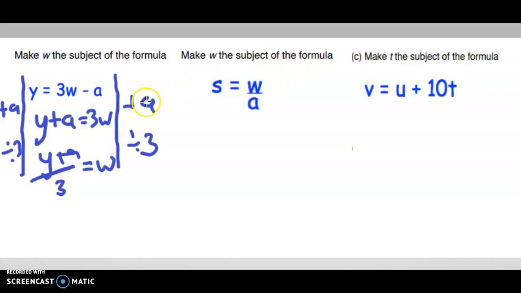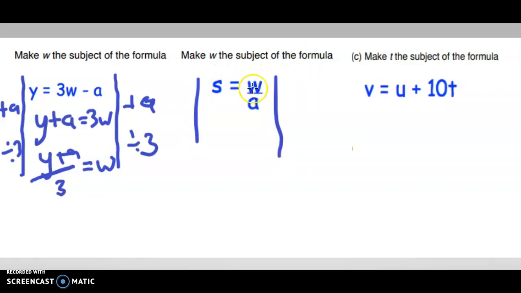So we're treating this algebraically. We're treating it like an equation. We want to make W the only thing on one side. Here we've got W saying W is equal to this, Y plus A over 3. Here we've been asked to make W the subject of the formula.